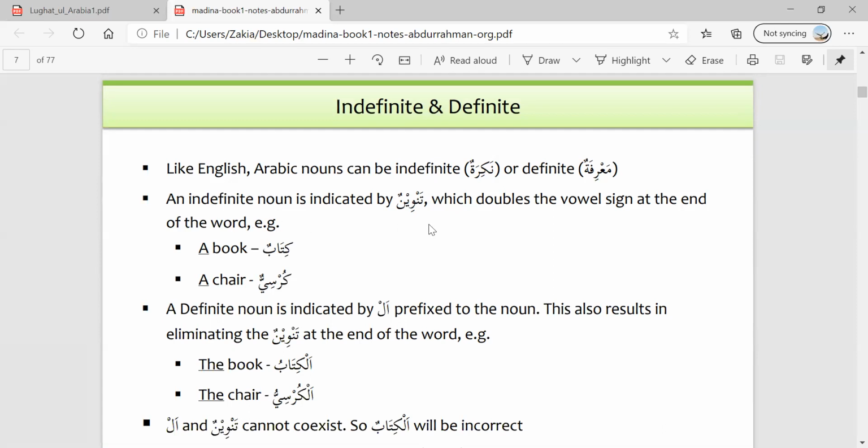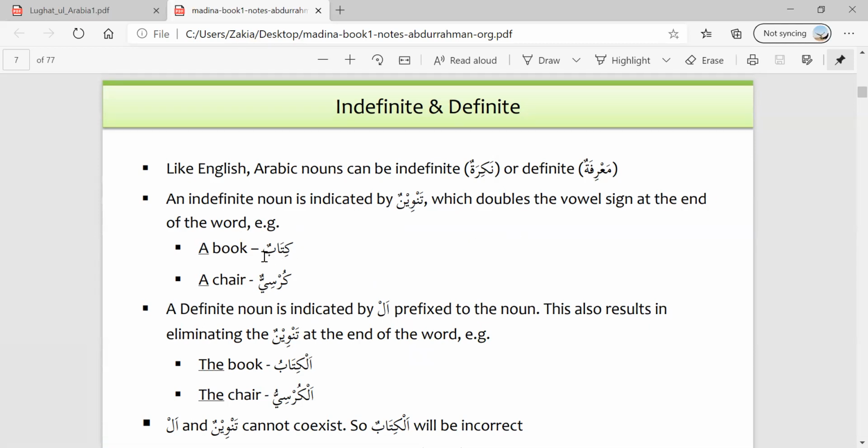So the indefinite article is with tanween. Tanween is basically double voweling. So double voweling is referred to as tanween. It could be a double voweling of a dhamma, which is the u sound that we saw. And it could be a double voweling of the A sound, which is the fatha, and it could be a double voweling of the kasra, which is the E sound. Okay, double voweling basically means a double vowel. Okay, that's all it means, and it means tanween. It doubles the vowel sign at the end of the word.